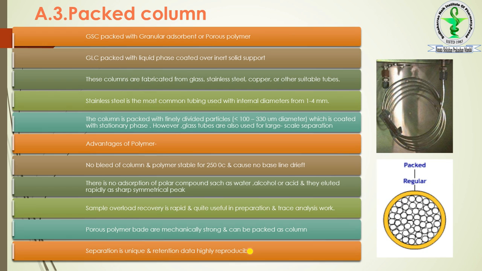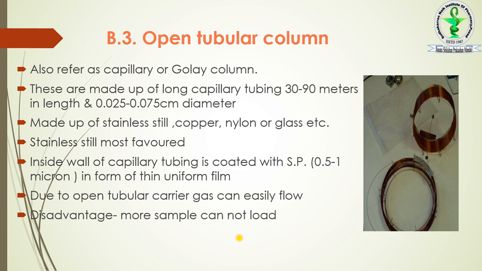We can get reproducible results, meaning if we sample multiple times, we get exactly the same result. So that is the packed columns. Okay. The second type is the open tubular column. It is called open because it is not fully packed inside. Now these are not fully packed, that is the open tubular columns.